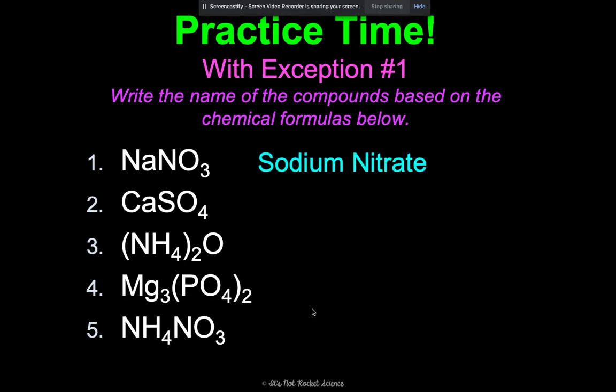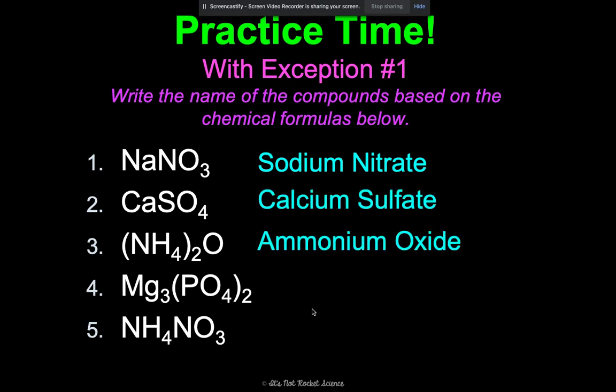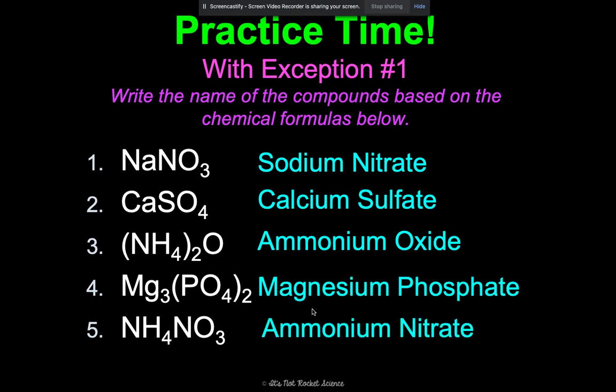Okay, number 1 is sodium nitrate. Number 2 is calcium sulfate. Number 3 is ammonium oxide. Number 4 is magnesium phosphate. 5 is ammonium nitrate. So you can have this where you have 2 polyatomic ions like this. So you just use both their special names.